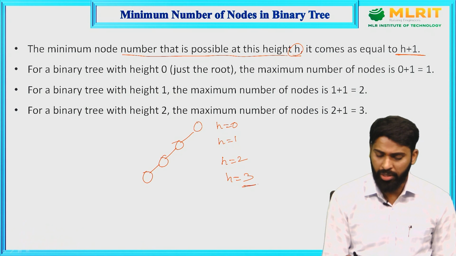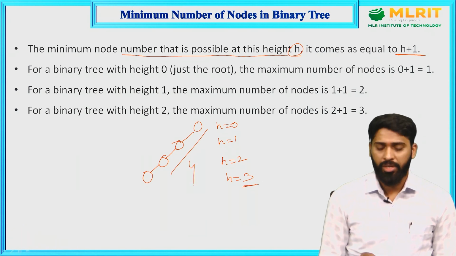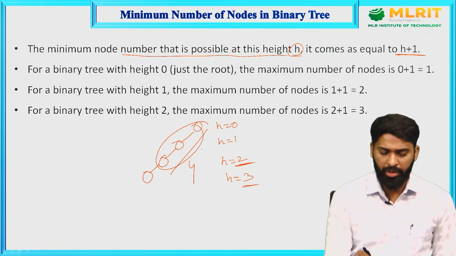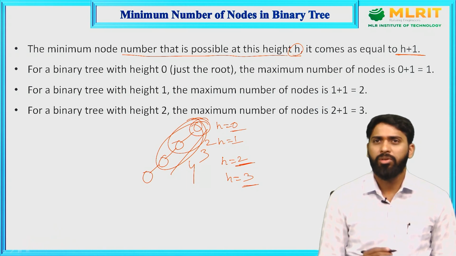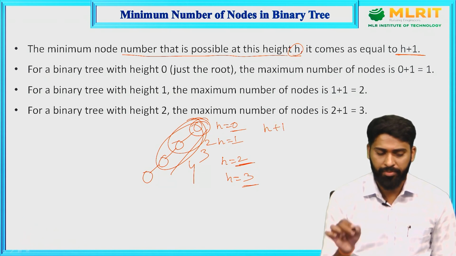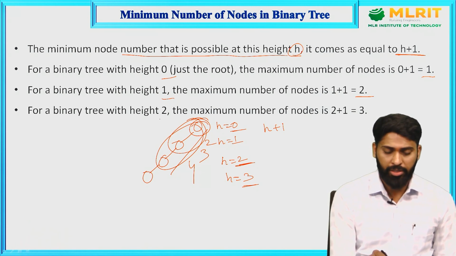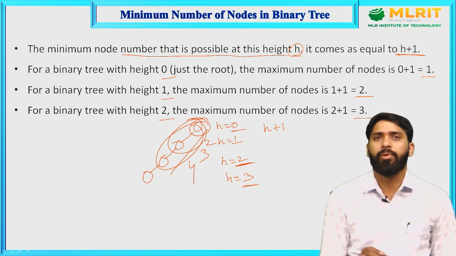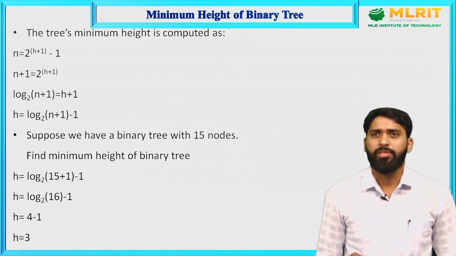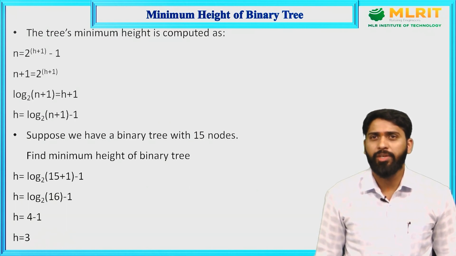If h equals 3, the number of nodes is 4. If h equals 2, the number of nodes is 3. If h equals 1, the number of nodes is 2. If h equals 0, the number of nodes is 1. So, the formula to find the minimum number of nodes in a binary tree is h plus 1. If the height is 0, the node is 1. If the height is 1, then nodes are 2. If height is 2, then the minimum number of nodes is 3.